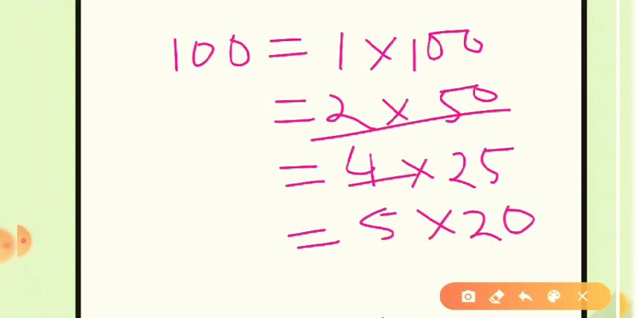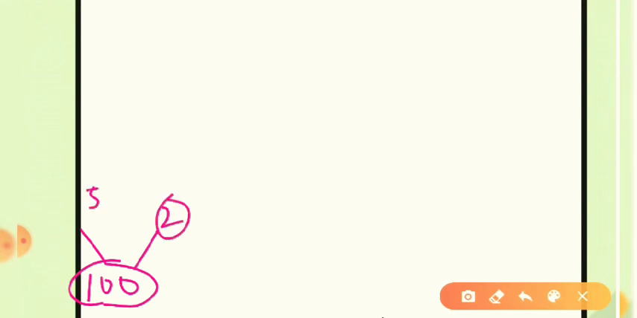So 1, 2 and 3. We will take these 3 pairs. First is 2 into 50, second is 4 into 25, and the third is 5 into 20. So like 24, we will also make a factor tree for 100 in 3 different ways. So how? You can see here. Let me write 100 first. Let me circle it. Now make branches for this. What was the first one? Yes, 2 into 50. So write 2, and another factor will be 50.